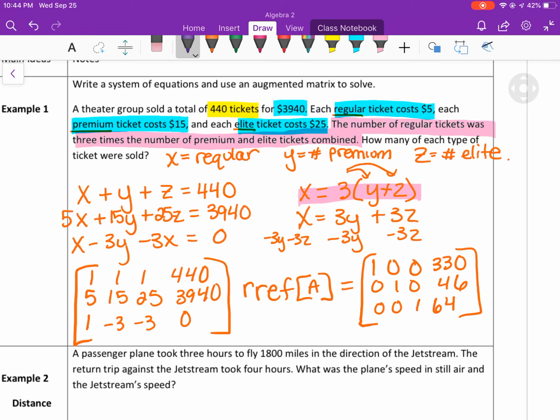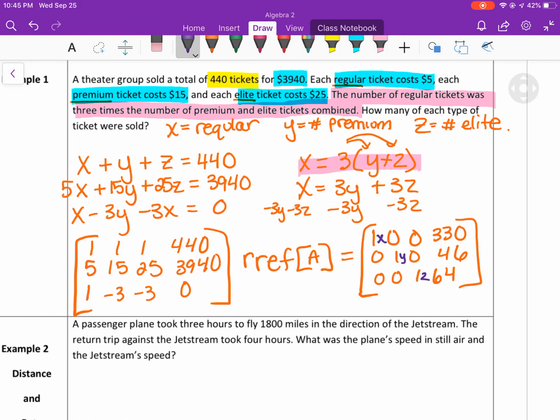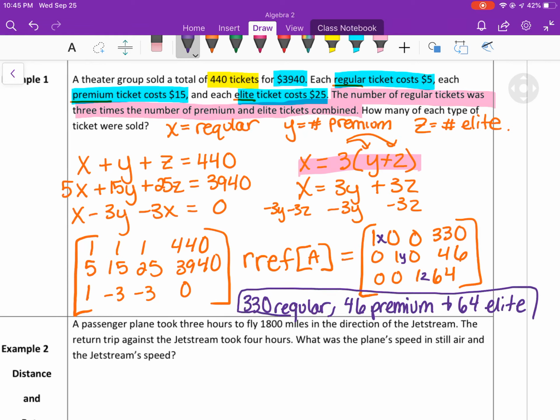And then remember that this is really my X, my Y, and my Z columns. So this tells me that X equals 330, Y equals 46, Z equals 64, which really means that I sold 330 regular tickets, 46 premium, and 64 elite. So once you get it set up, which will be the hardest part, plug it into an augmented matrix and use row reduced echelon form.